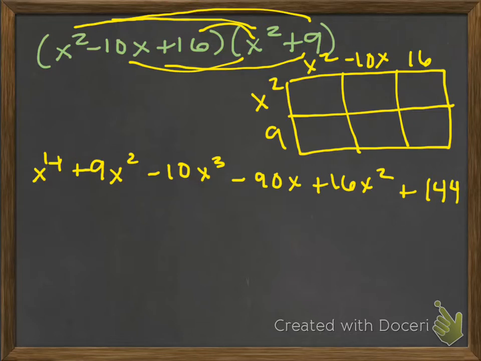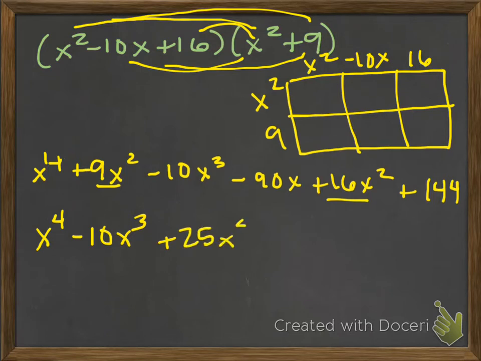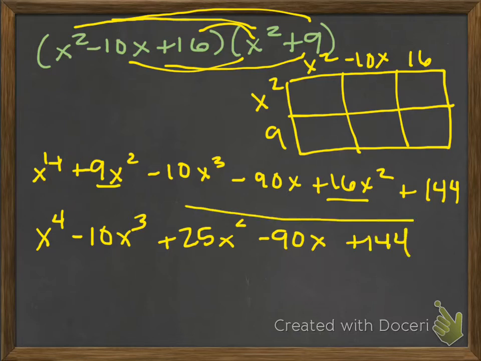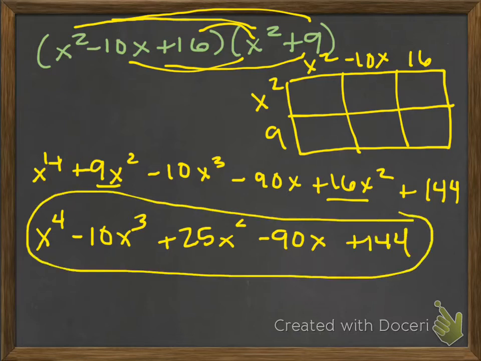Now we just have to combine like terms. So I have an x to the 4th power. I only have one cubed term, so minus 10x cubed. These two terms, my square terms, will combine together to be plus 25x squared. Then I have minus 90x, and then plus 144. So this would be the equation to the 4th power that would match those roots.